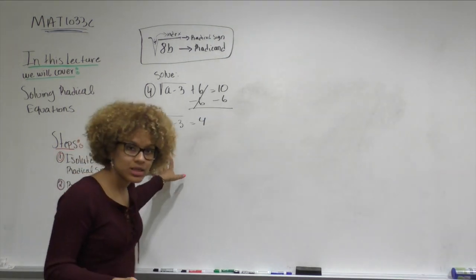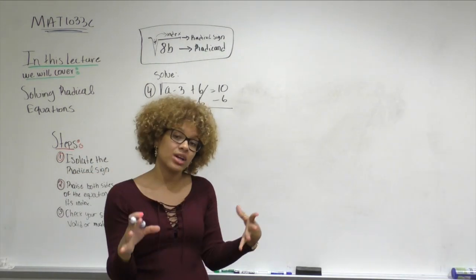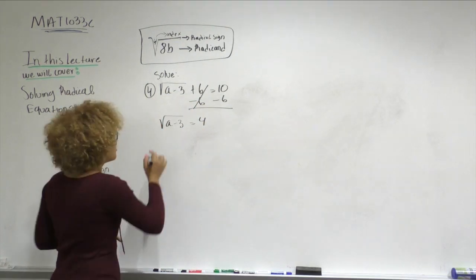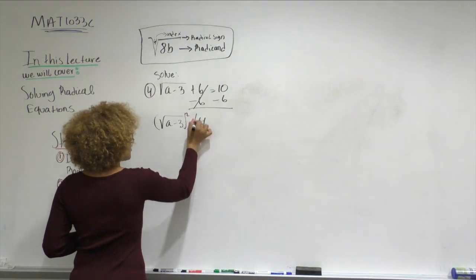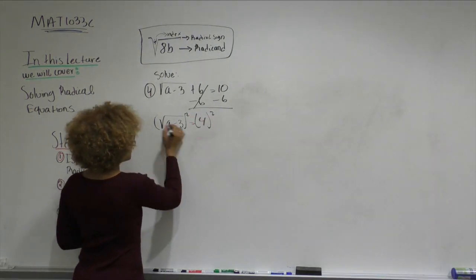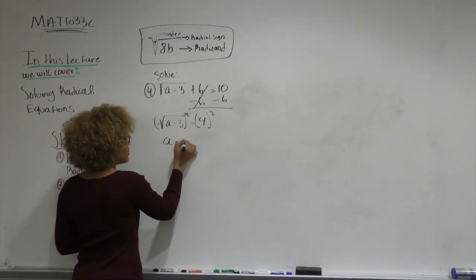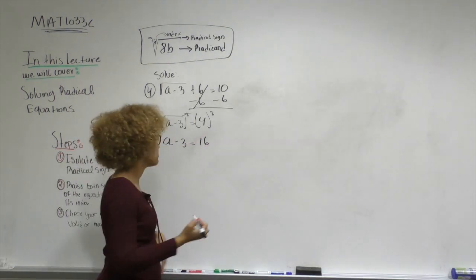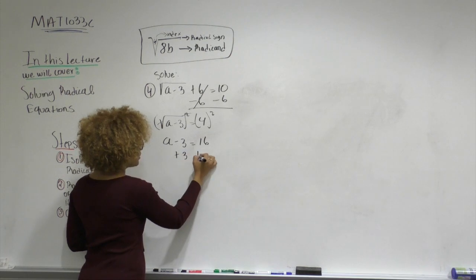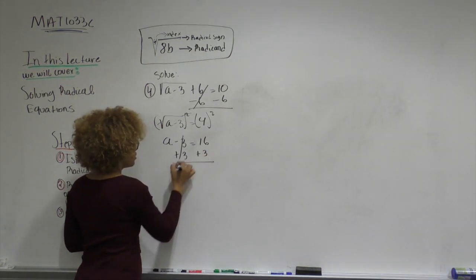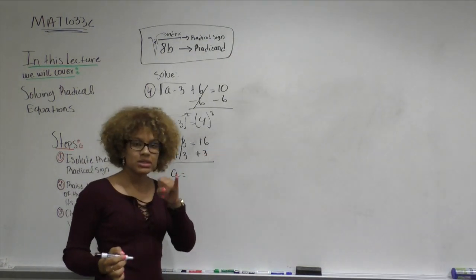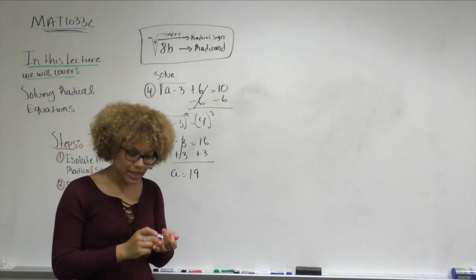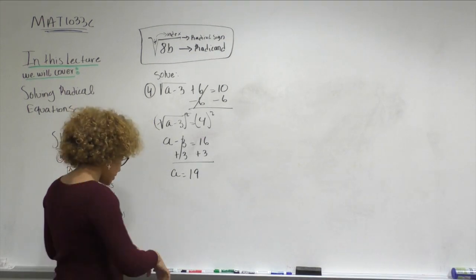Now my radical is by itself, so I need to go ahead and raise both sides of the equation by its index. In this case, it's squared. So I'm going to square both sides. So this and this will cancel, so I have a minus 3 equals 16, right? 4 times 4 is 16. I'm going to go ahead and add 3. So a equals 19.